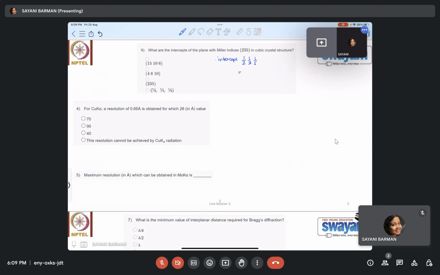So if I take that, the LCM would be 15. Sorry, it would be 30. Then each one, the first, 1 by 2 term, would be 15. Then the 1 by 3 term will be 2 into 5, 10. And the 1 by 5 term will be 6. So this would be the answer. The intercepts are 15, 10, 6. So the first option.